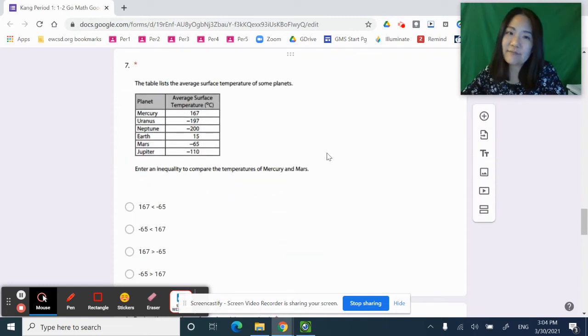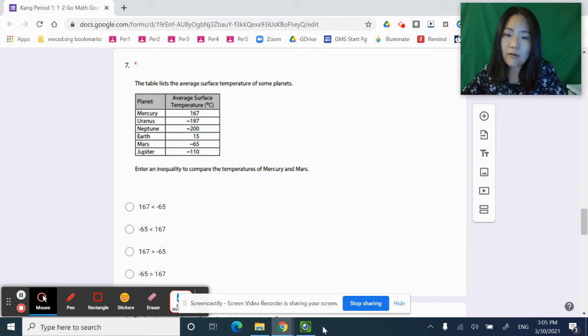All right, number 7. The table lists the average surface temperatures of some planets. Some are positive, some are negative. Enter an inequality to compare the temperatures of Mercury and Mars. So they're only interested in the comparison between Mercury and Mars. Mercury is 167 degrees Celsius, and Mars is -65 degrees Celsius.